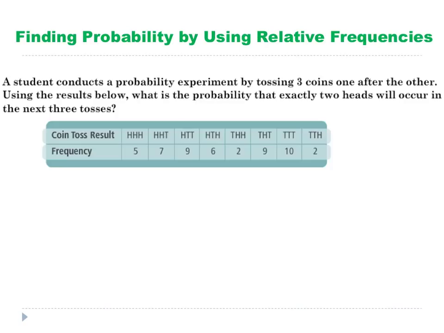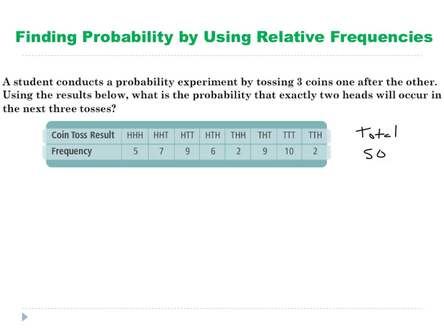So we need to get our total again. So let's see how many total tosses we had here. Well, 5 plus 7 is 12. Then a 9, we get 21. And then 6, 27. Plus 2, 29, plus 9, 38, plus 10, 48, plus 2, 50. So our total here is 50.